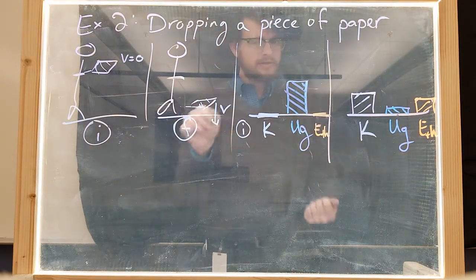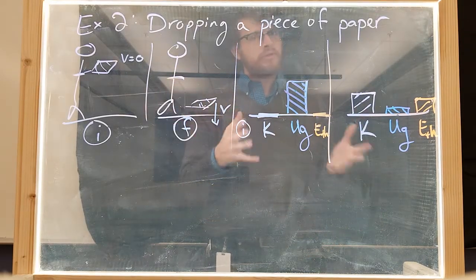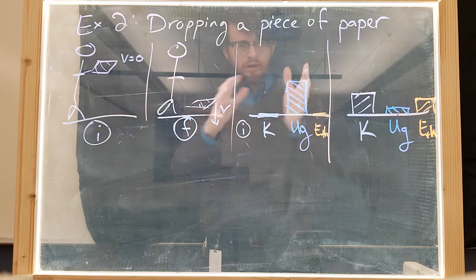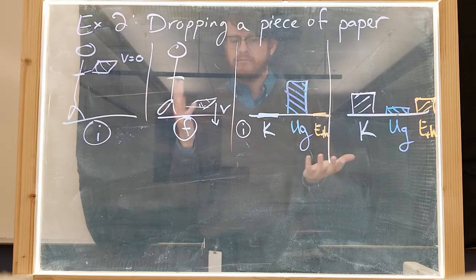It's a little bit like the arrows in the free body diagram. You might not know exactly how long they are when you first draw them, but it helps you think through where is the energy starting, where is the energy going. And that's the point of the energy bar chart.